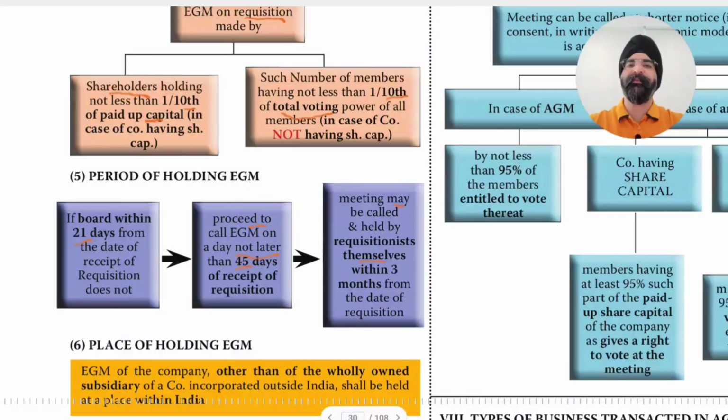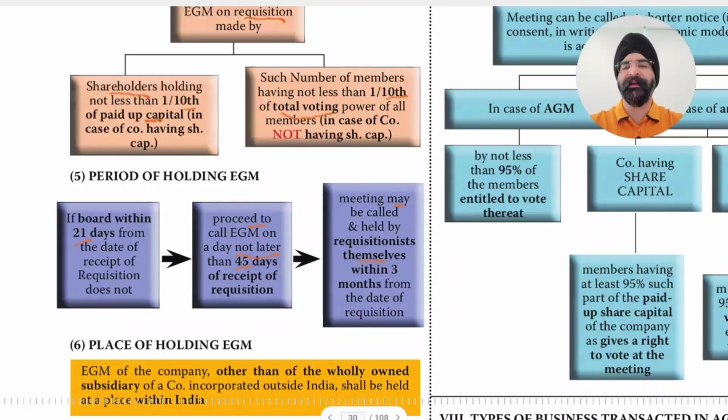And in that 45 days, within 21 days, board has to proceed to call the meeting, means send out a notice for EGM. Now, receipt of requisition, meeting may be called if this is not done.